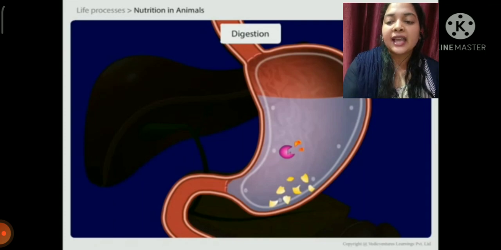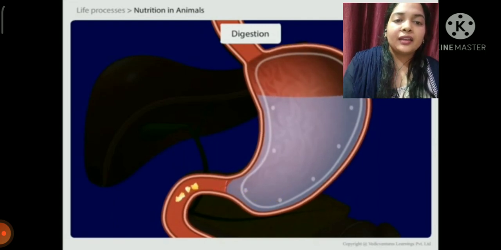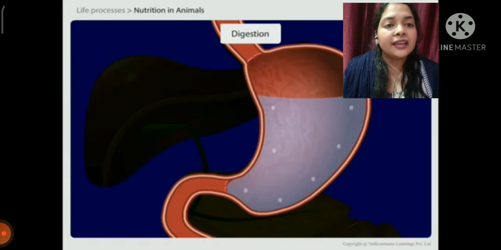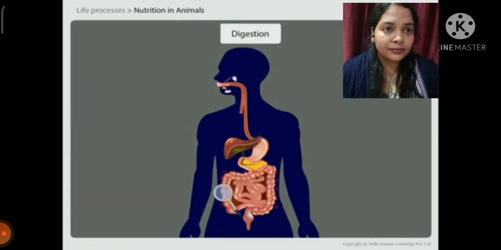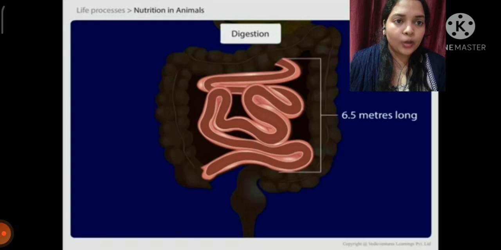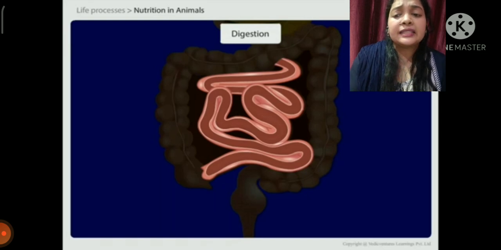The partially digested food then goes from stomach into the small intestine. Small intestine is the longest part of the alimentary canal, and it is about 6.5 meters long. Small intestine helps in the digestion and absorption of nutrients.